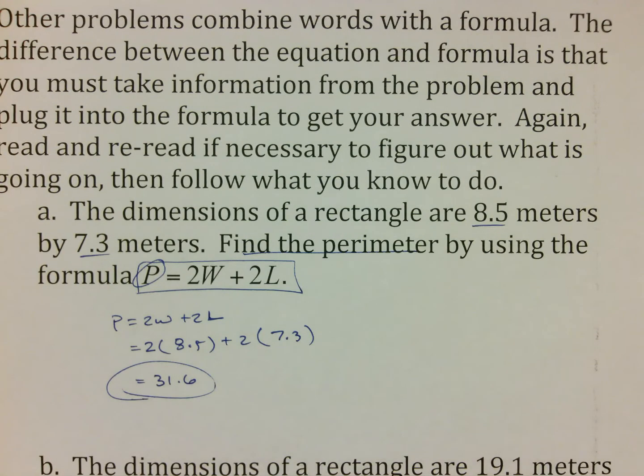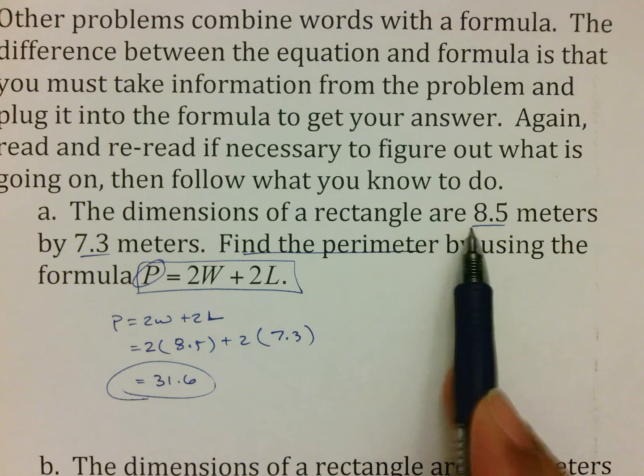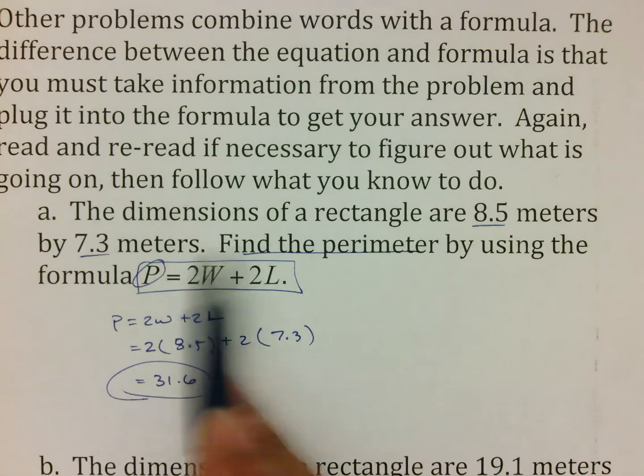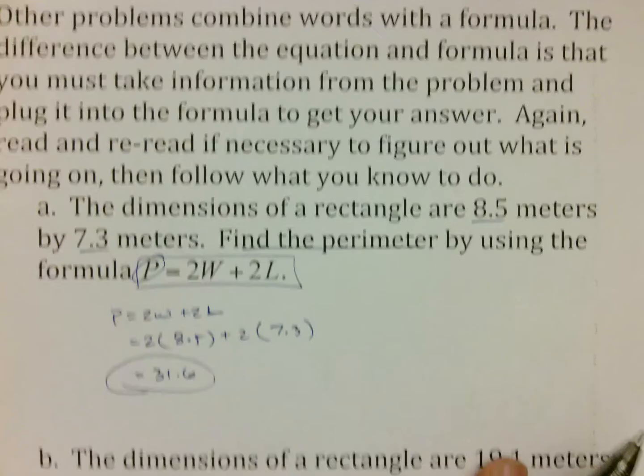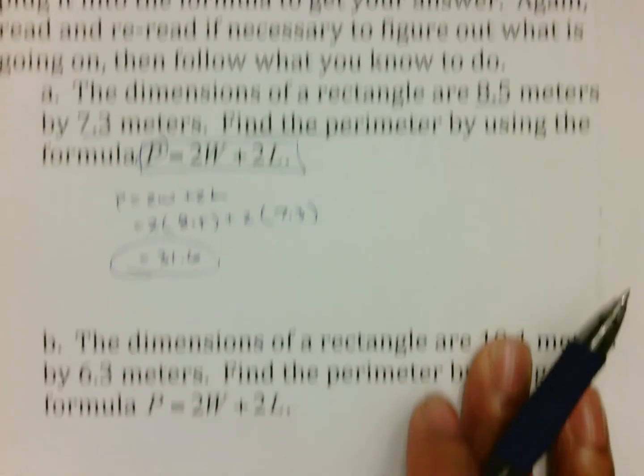Again, the problem's not hard. They give me a formula. They give me 2 dimensions. Just take one dimension, plug it in for W. Take the other dimension, plug it in for L, the way we've learned, where we use parentheses. And as long as we type it in the correct way, I don't see any issue with that problem.